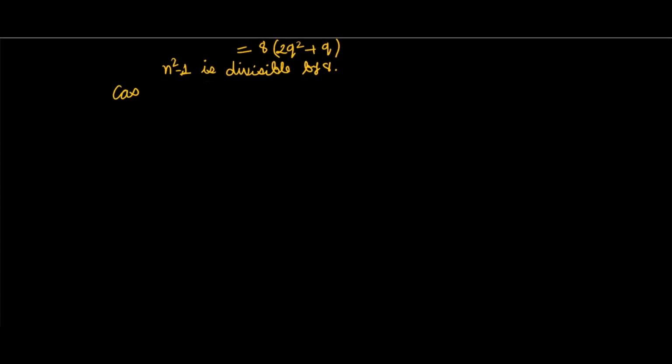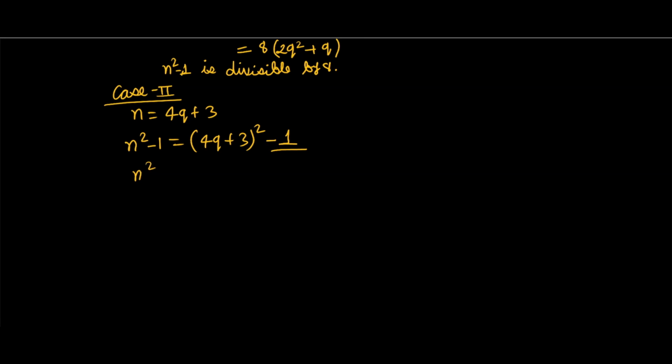So case 2, we will take n is equal to 4q plus 3. So again we need a multiple of 8. So we will again square and subtract 1. So (4q plus 3) square minus 1. This minus 1 we are taking so that we will get one number, so we will subtract it from that.